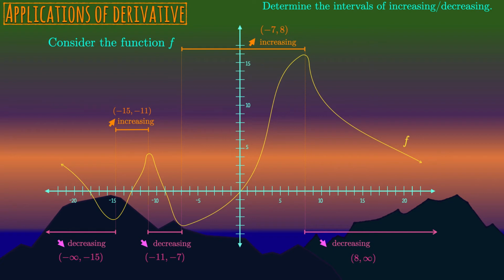We do want to be careful here because we don't want to include the endpoints. Those endpoints are looking like extrema. And at extrema, we know that we have a horizontal tangent line. So we do want to be careful there.